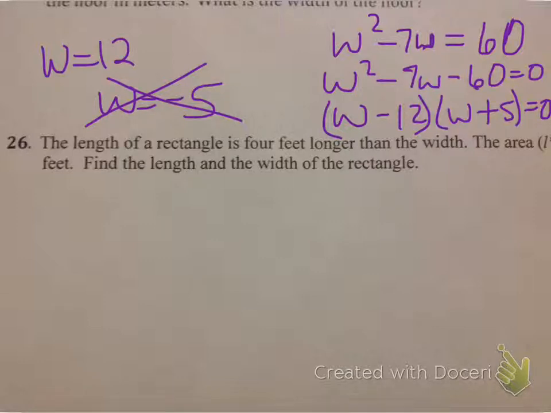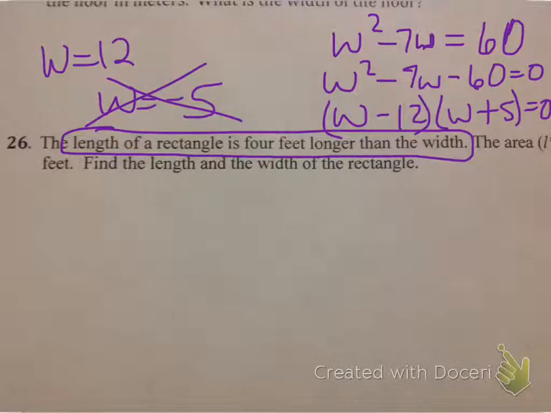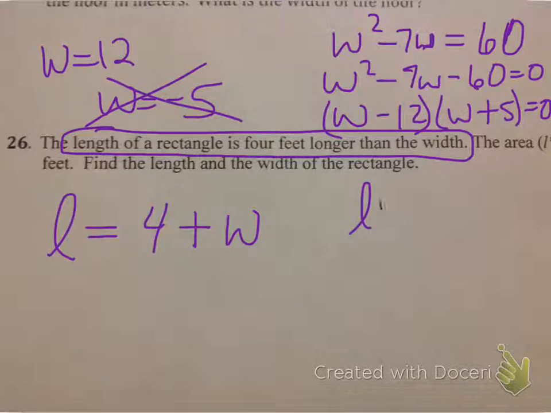Alright, number 26. We did a problem just like this. A lot of people remembered and did a great job. The length is 4 feet longer than the width. That means if I take the width and I add 4 feet, then I get the length. The area is 45, and I even wrote for you L times W equals your area, so L times W equals 45.